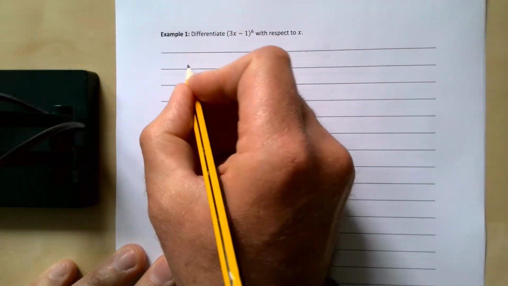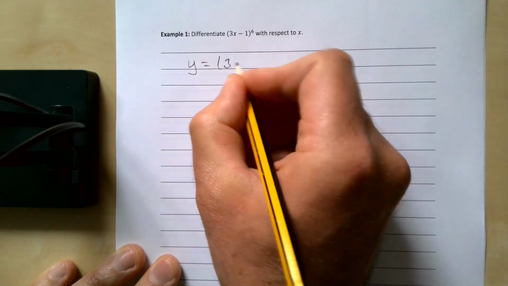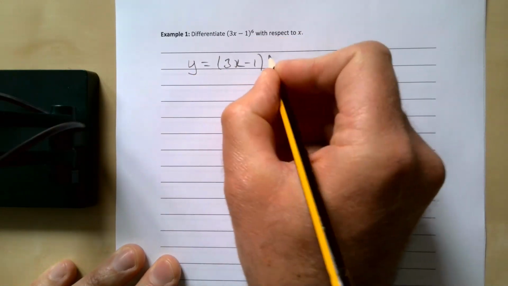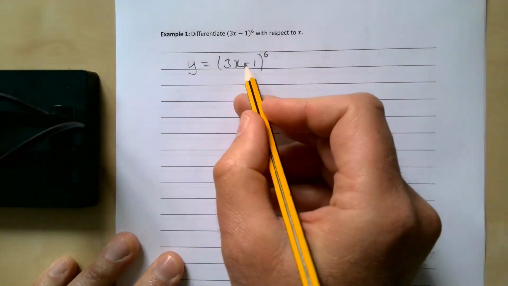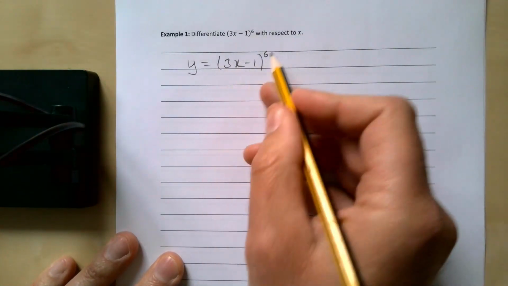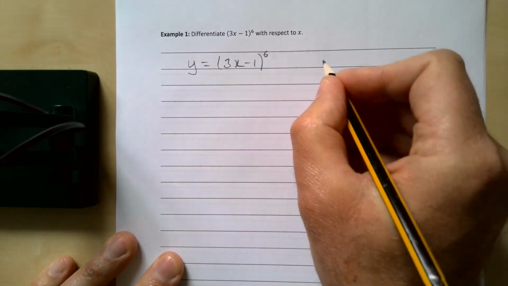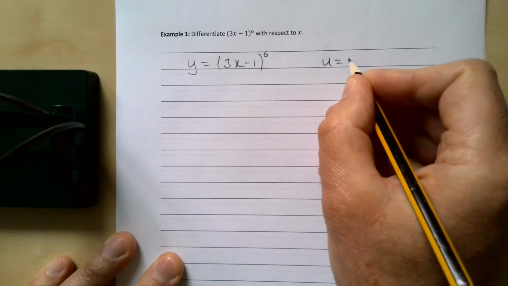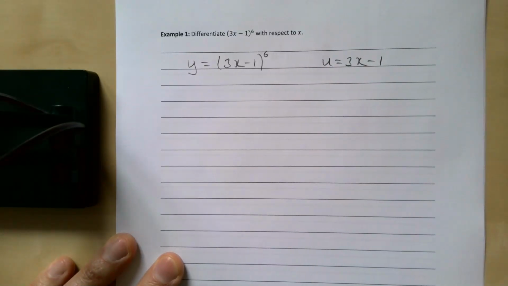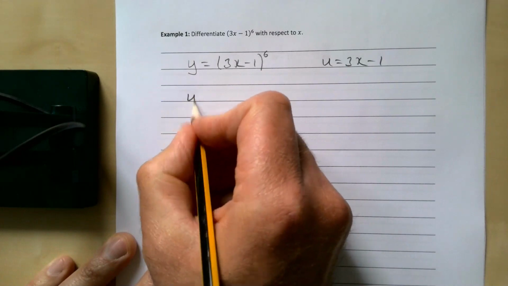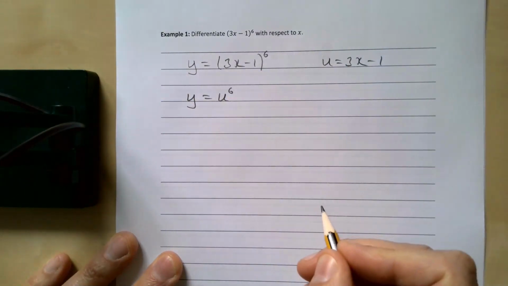We're going to let y equal (3x minus 1) to the power of 6. And the way the chain rule works is generally if it's something within a bracket or something to a certain power, we can take this out and let it become a u. This seems a bit strange at first sight, but we're going to let u equal 3x minus 1. That's the wee bit that's in the bracket. If I rearrange this, then I'm going to get y equals u to the power of 6.